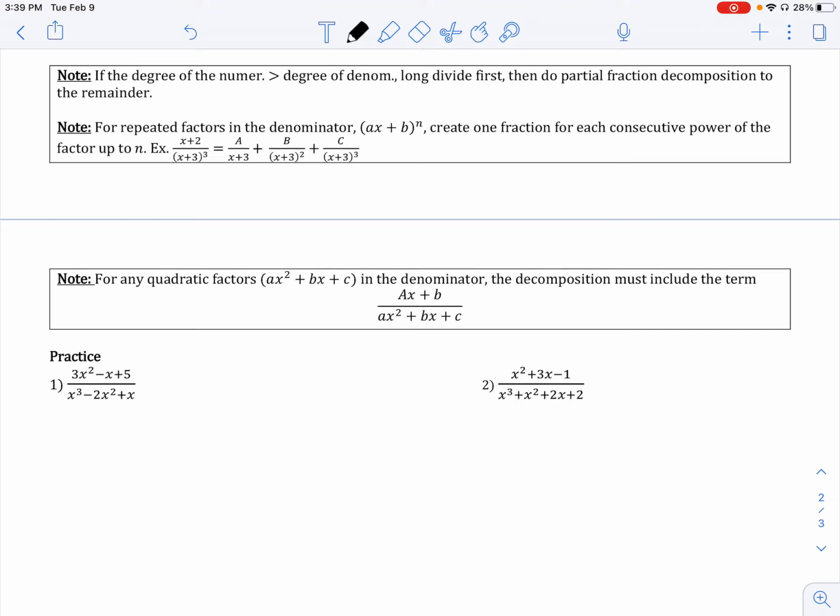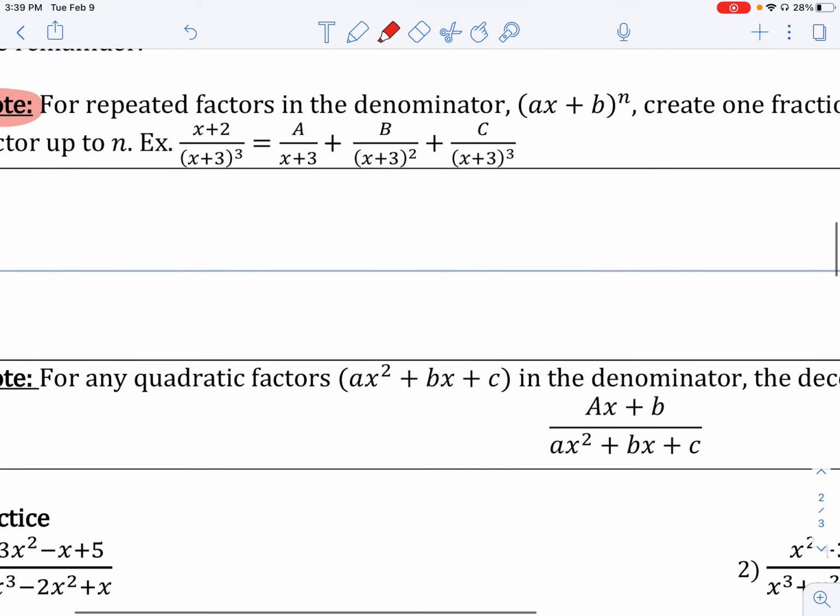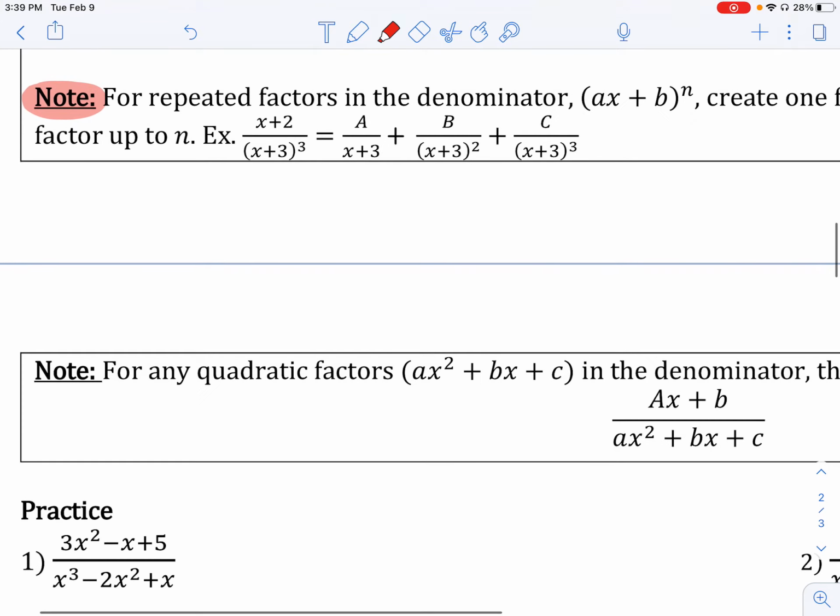The first one that I want to highlight is this first note. Actually, I want to start here. If we see that we have repeated factors in the denominator, like x plus 3 cubed in our original fraction, when we're writing our fractions out, we're going to want to have one fraction for every consecutive power of that factor.